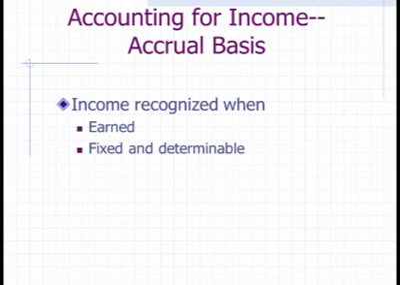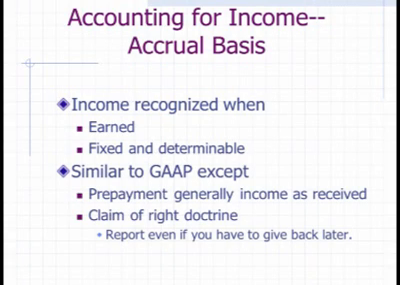Accrual basis, mostly the same as GAAP. When the income is earned and it's fixed and determinable what that amount is. Remember, prepayments are always income as received, or generally, because there's always exceptions to what we're doing. The claim of right doctrine says if you have the cash, you have the income, even if you have to give it back later. There is no such thing as a contingent liability or unearned revenue when it comes to tax.